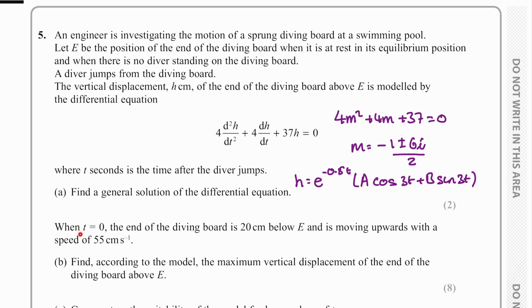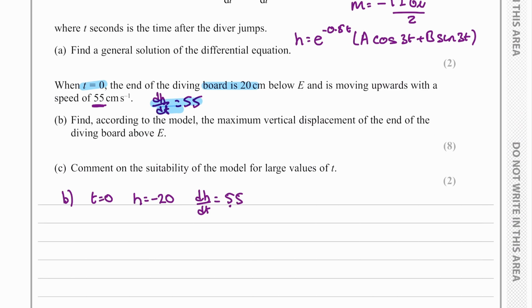For part b, when t equals 0, the end of a diving board is 20 centimeters below E and is moving upwards with a speed of 55 centimeters per second. So this speed is also dh by dt, the rate of change of height with respect to time. Find, according to the model, the maximum vertical displacement of the end of a diving board above E. So if I make a note then, when t equals 0, h will be -20 and dh by dt will be 55. So now we can substitute these two into our general equation.